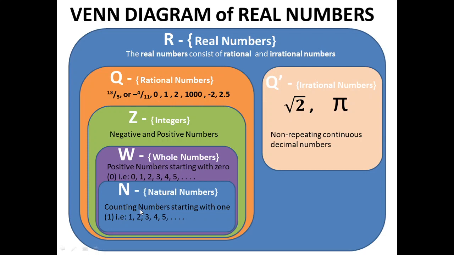So again, N is a subset of W, a subset of Z, a subset of Q, and a subset of R. And W is a subset of Z, Q, and R, but not a subset of N. Also, Z is a subset of Q and a subset of R, but not a subset of W and N. And Q is a subset of our real numbers R, but Q is not a subset of Z, W, and N. So I hope you can see the difference in what I've discussed today.